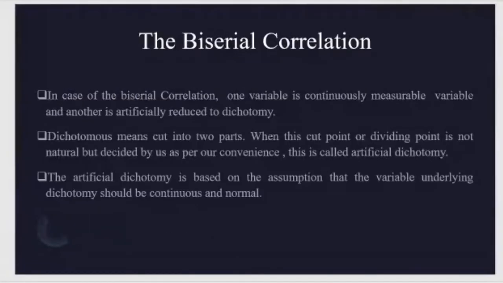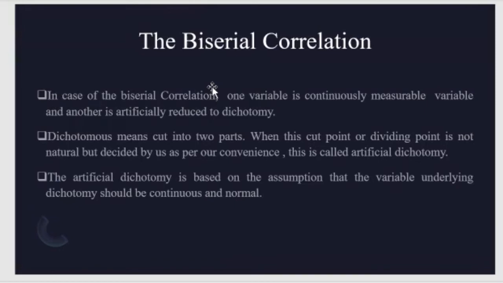Now, there's another one called biserial. In the case of biserial correlation, here also there are two types of variable: one is a continuous variable, another one is a dichotomous variable. But here the dichotomous variable is not genuine; it is artificial. The cut point is one we have decided as per our own convenience, so it is called artificial, like pass and fail.